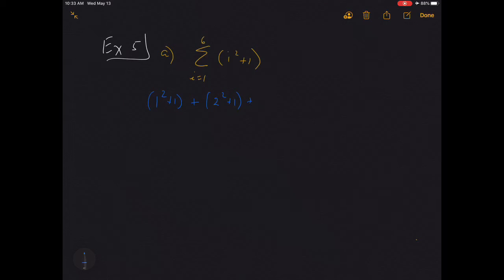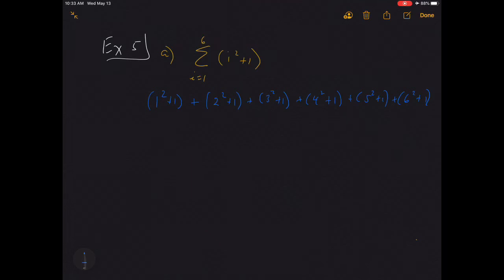Plus, now we'll plug 3 in for I. 3 squared plus 1. We're going to do this all the way until we get to 6. So we'll have 4 squared plus 1 plus 5 squared plus 1 plus 6 squared plus 1. Okay, that's what this means. So let's go ahead and figure these things out. It won't be too bad, I don't think.